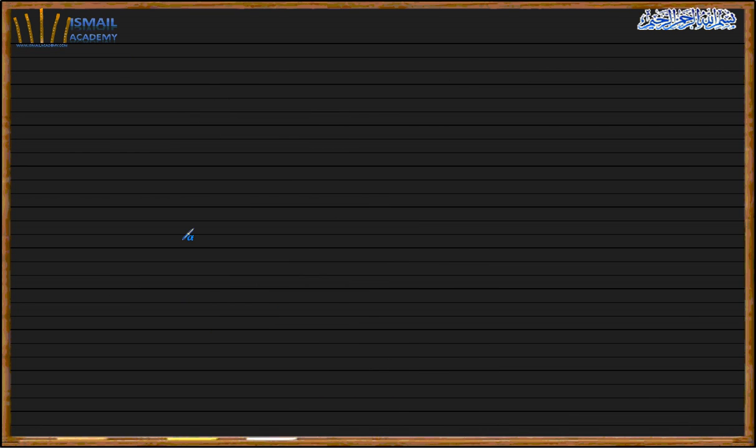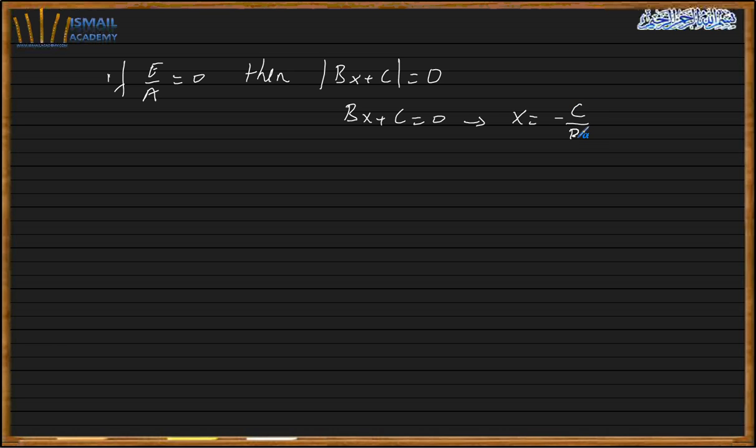If bx plus c equals 0, just solve for x, you will end up having x equal minus c over b, minus c both sides divided by b. Let me give you an example here.